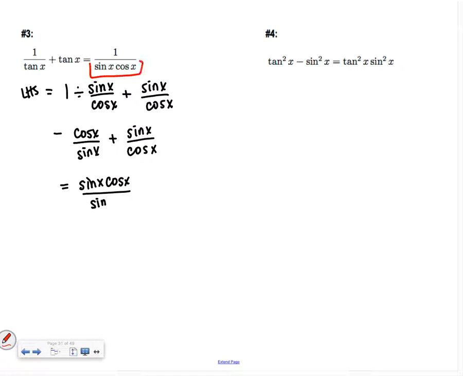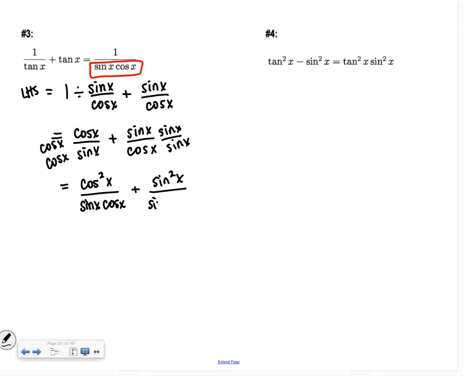Okay, looking at this denominator of sine of x cosine of x. So I don't know why I was doing sine and cosine there. I need to do cosine of x and cosine of x here. And I need to do sine of x and sine of x here. So I end up getting my cosine of x, sine of x on the denominator. So I have cosine squared x over cosine of x times sine of x, or sine of x cosine of x, plus sine squared x over sine of x cosine of x.